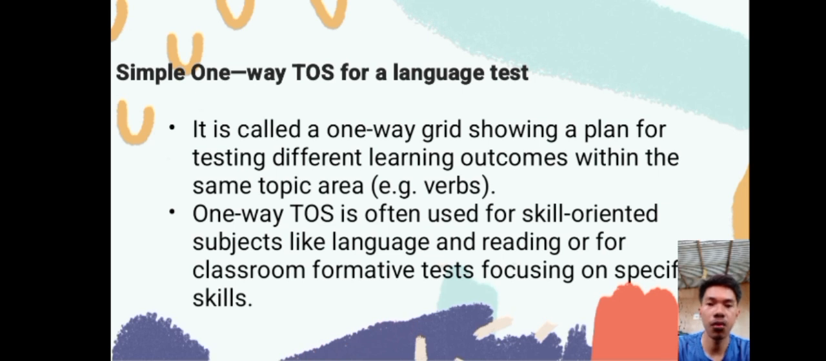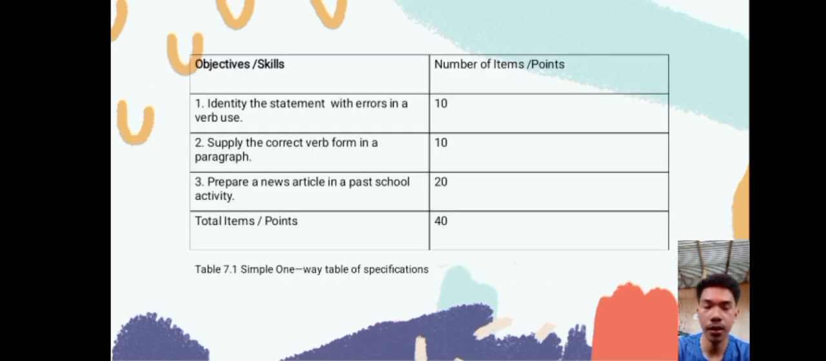So kung baga, the one-way table of specification has only one topic area, and within this same topic area, ang way of testing is in different learning outcomes. For example, Table 7.1 shows that there is only one topic area, which is verb, and within that same topic area, ang way of testing is within three different learning outcomes: identify the statement with errors in the verb, supply the correct verb form in a paragraph, then the next one is prepare a news article reporting a past school activity.